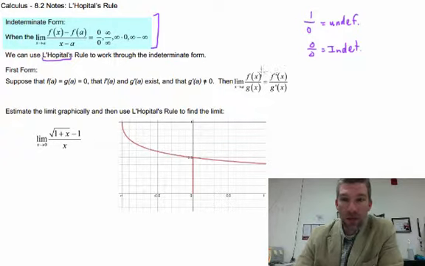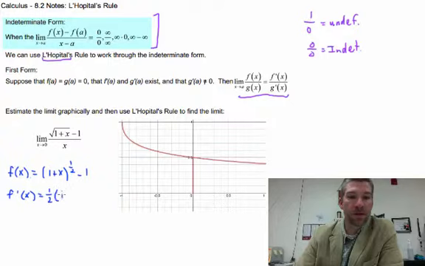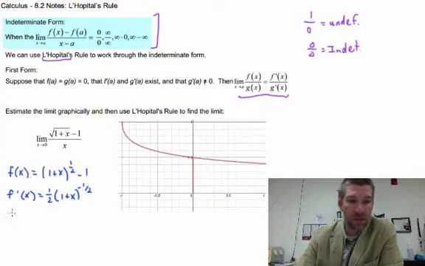According to our rule, we need to take the derivative of the top. So I'm just going to rewrite the top. I'm going to call it f of x. That's going to be the square root of 1 plus x, minus 1. The derivative of that is 1/2 times 1 plus x to the negative 1/2. The derivative of 1 is 0. And I'm just going to clean this up a little bit by saying that f prime of x is equal to 1 over 2 times the square root of 1 plus x.